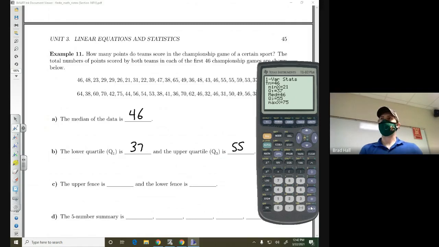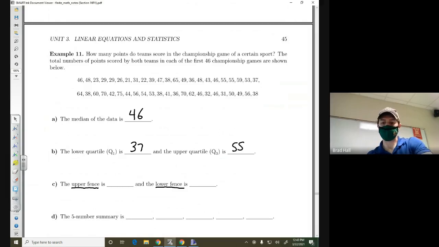Now we can go ahead and find something called the upper fence and the lower fence. Now these are formulas I stated last time. We haven't used them yet. Let's go and remind ourselves of what these values are.